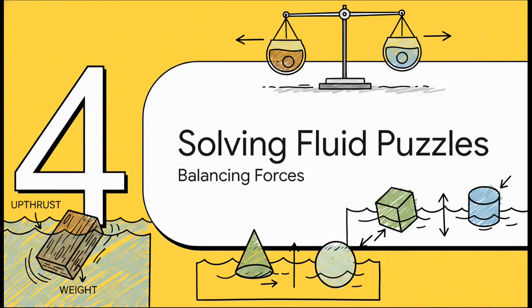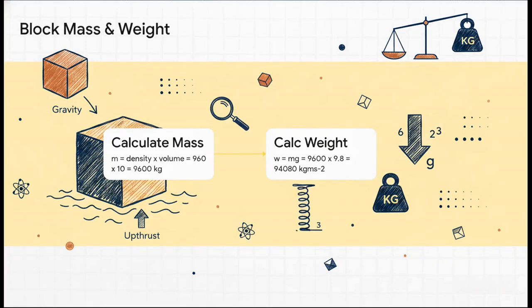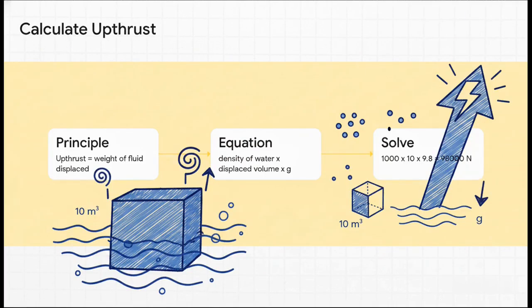Finally, let's wrap up with section 4, solving fluid puzzles. Let's actually put this math to the test with a completely submerged copper block. First, we need its mass. We take our density of 960, multiply it by the volume of 10, and boom, we get 9,600 kilograms. Now, gravity is obviously pulling that mass downward. So, multiplying by 9.8 gives us a massive downward weight force of 94,080 kilogram meters per second squared.